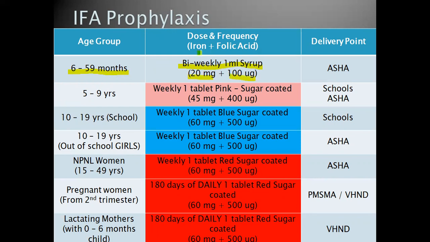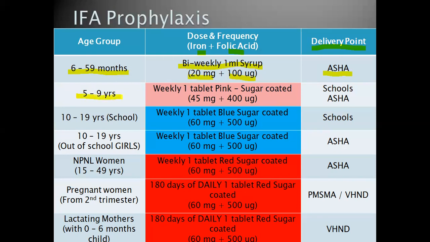You remember the first half of the dose is generally iron, which is measured in milligram, and the second half is folic acid, which is generally measured in microgram. Now, microgram traditionally is written as mu g. We don't have mu to write, so either we can write it as ug, which is already there in display, or a better way of writing it is mcg. Mc stands for microgram. Now, what would be the delivery point? The delivery point for these 6 to 59-month-old children would be through ASHA.